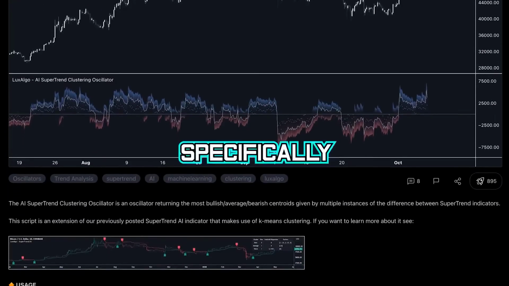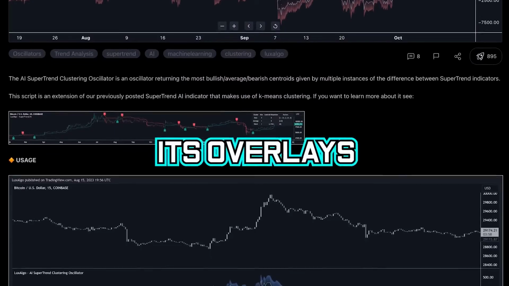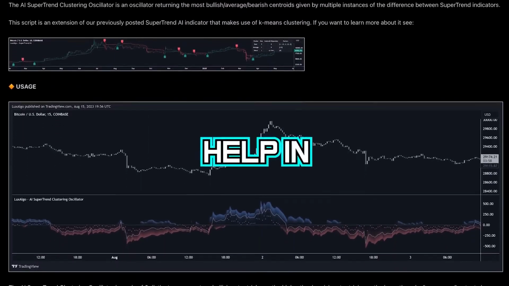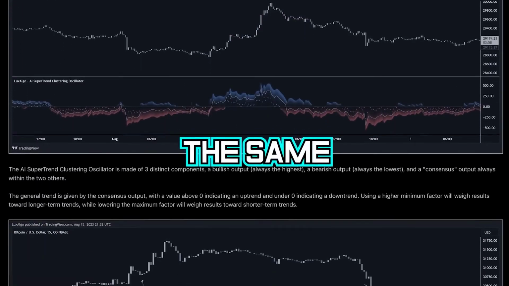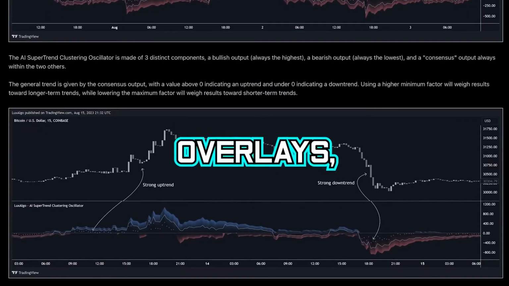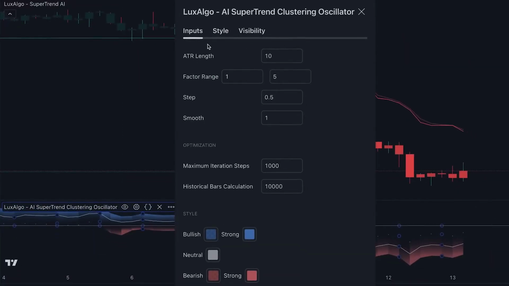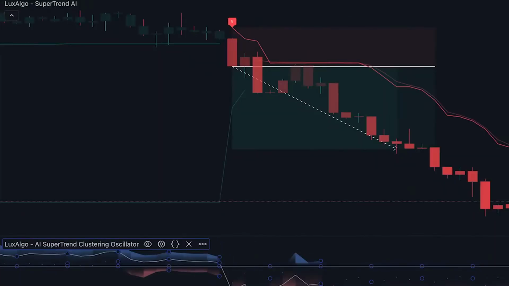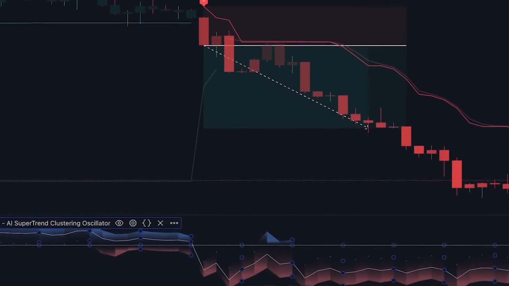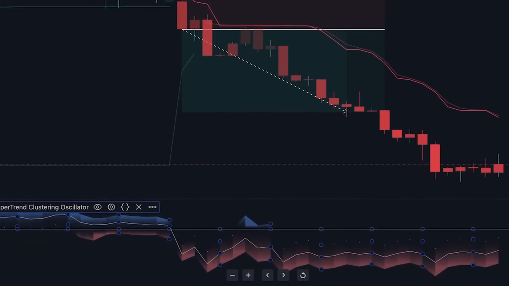This oscillator is specifically designed to work alongside its overlays counterpart to further help in timing trades. It even has the same settings as the overlays. But for the oscillator, we will keep all settings on default, and by keeping the settings on default, this also means that the oscillator will have a higher data range to work with than the overlays, further compensating for the reduction we made earlier.